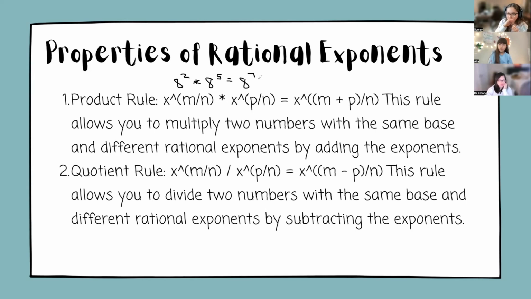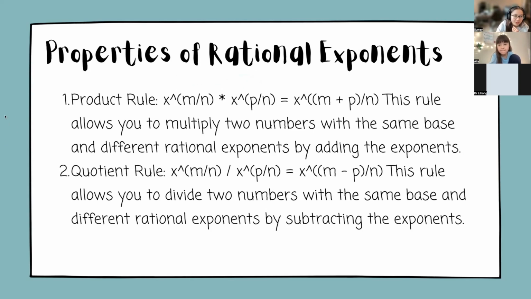So that would work if you have 8 to the power of 2 times 8 to the power of 5, which would be 8 to the power of 7, because 2 plus 5 is 7. The reason this is the exact same rule is because this is the same as saying 8 to the power of 2 over 1 and 8 to the power of 5 over 1. So yeah, thanks for mentioning that.